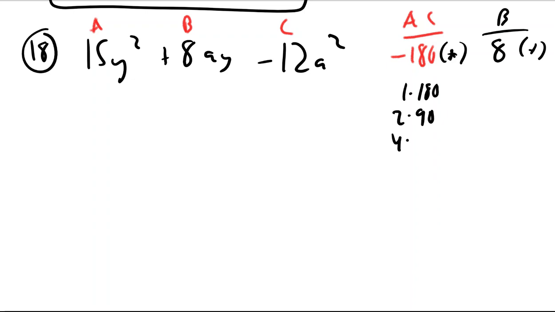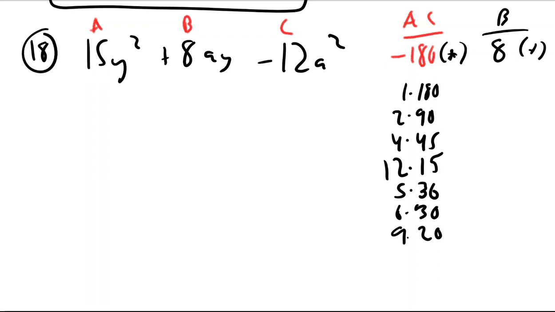You could double this one, which halves this one. That's a little bit closer. This doesn't halve, so I can't do that. But I could divide this by 3 and multiply this by 3. I don't know, there was also 5 and 36, but that doesn't work. 6 and 30, which doesn't help. 9 and 20, which doesn't help.